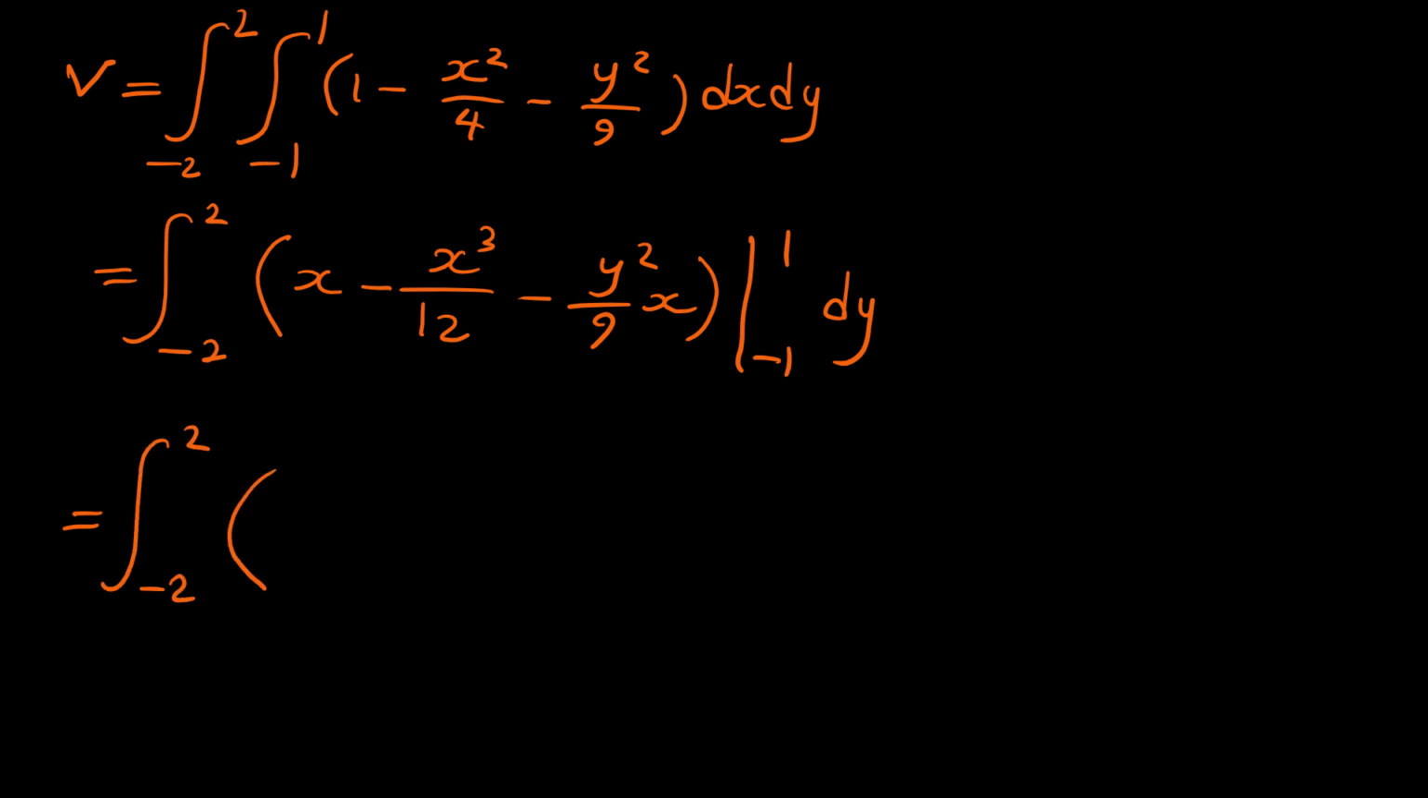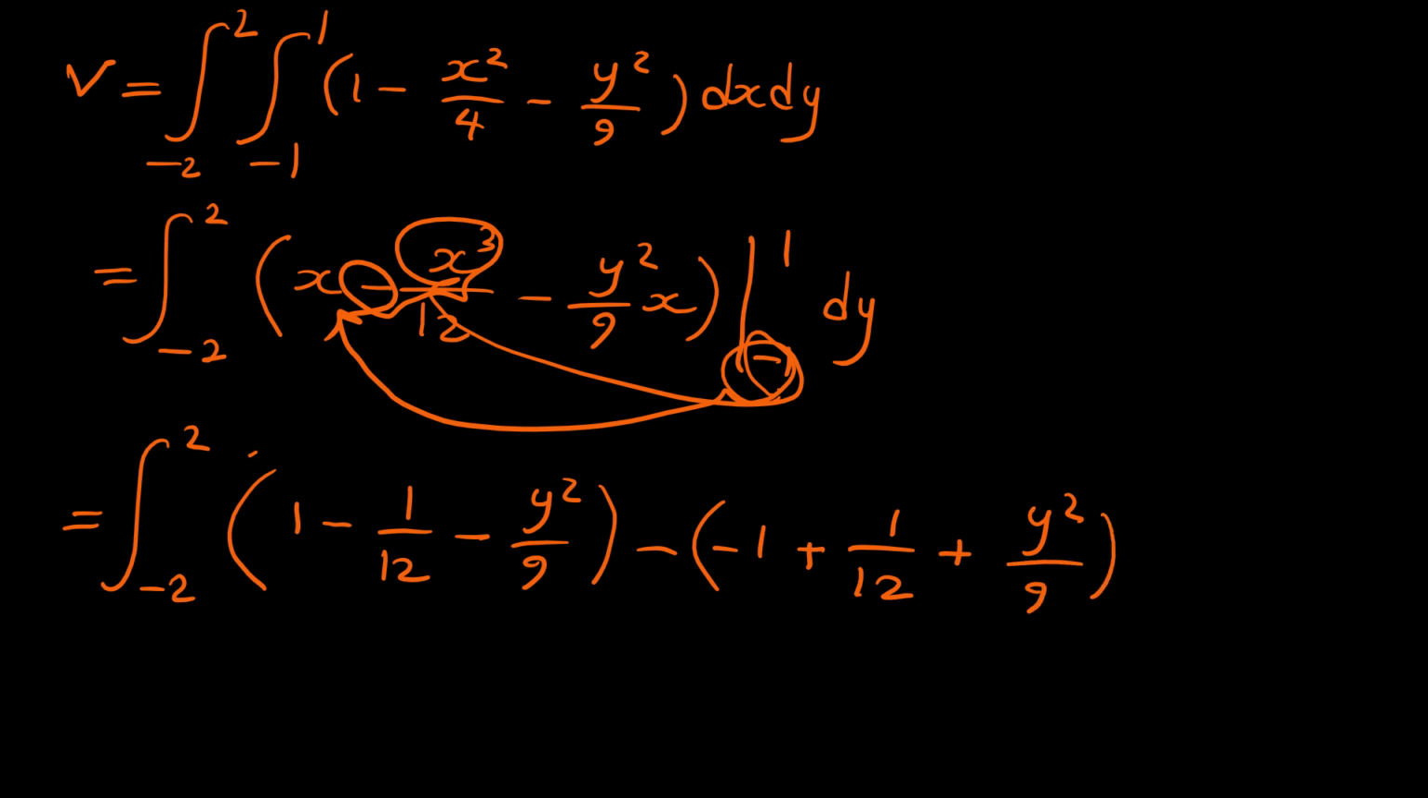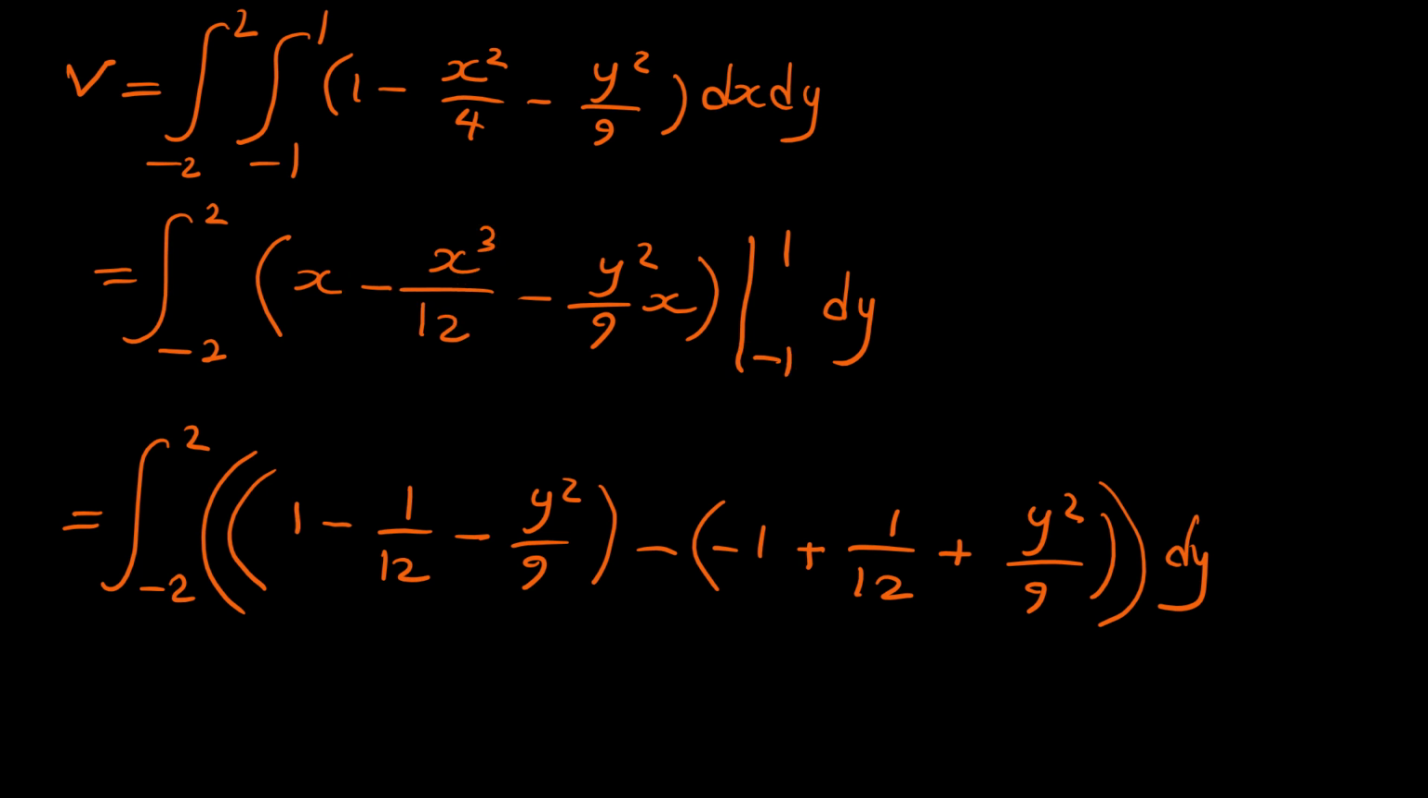If we plug in 1 for x, we have 1 minus 1 to the 3 is 1 over 12, minus, if we plug in 1 here, 1 times y to the 2 over 9 is y to the 2 all over 9. Then we have to plug in -1 for x. Then we have -1 minus -1 to the 3 is basically plus 1 over 12, because -1 to the 3 is -1, times negative would be plus. And finally we have plus y to the 2 over 9 and all of this dy. So simply here we substitute 1 and -1 and we subtract these two.